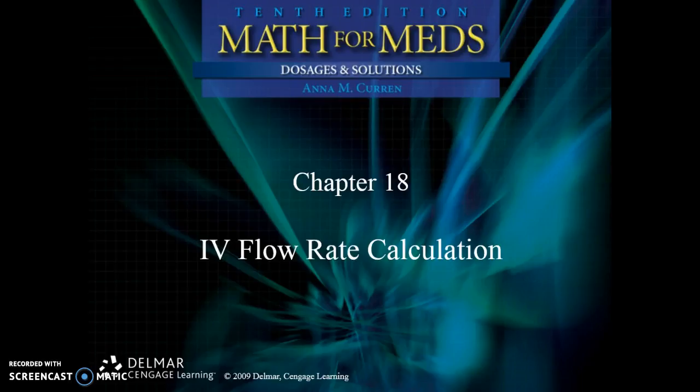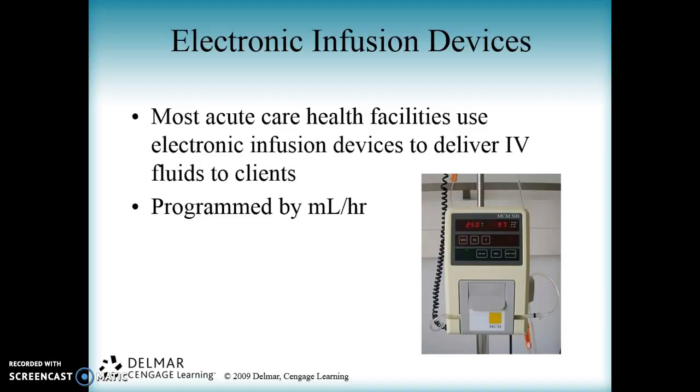As we get started with chapter 18, I want you to notice that they talk about two different types of infusions. The first is the electronic infusion, and this is what most healthcare facilities are going to be using nowadays. We'll talk about specific calculations with these in the next chapter, but this is where we're going to focus most of our attention. Everything is programmed in the actual electronic device, and I've got you a picture of one right here. Everything is programmed by milliliters per hour.